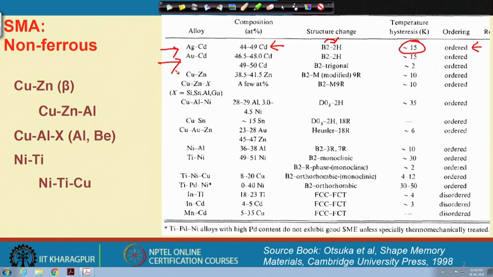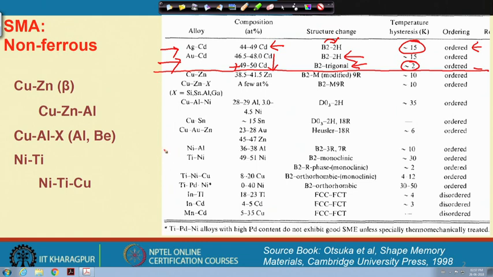Now, in the case of a gold cadmium system, a very similar thing happens as in silver cadmium. The structural change is also similar. However, within a certain composition range, let us say from 49 to 50, it transforms to a trigonal type of structure. Here trigonal is the martensitic phase, which has a very small hysteresis and is also an ordered structure.